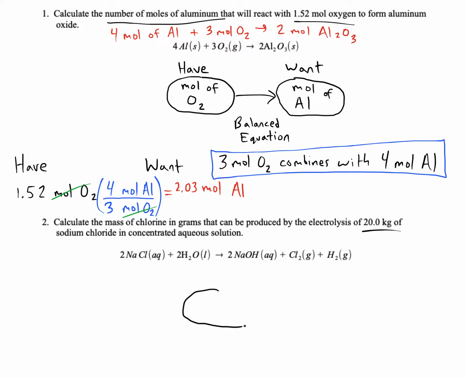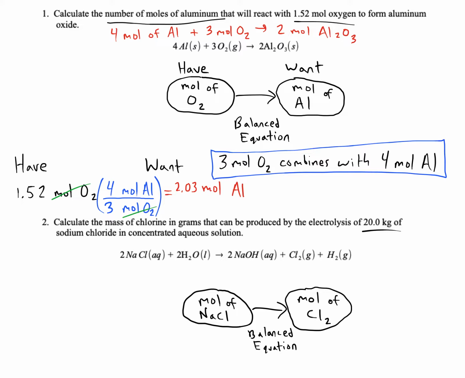I'll start with the middle of the flowchart though. We're going to want to change from moles of NaCl to moles of chlorine at some point. And we'll use the balanced equation to do it. But the additional step is that we're going to have to change our kilograms of NaCl into moles of NaCl. And this is something we've done in the past. The way you change from kilograms to moles is by using the molar mass on the periodic table.